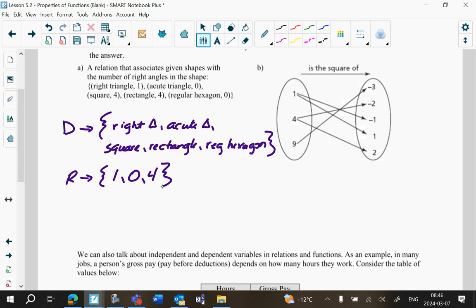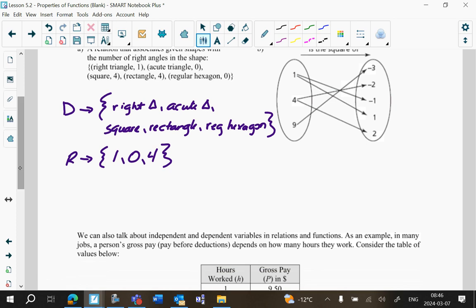Function or no? Look at the domain values. Remember, don't look at the range, the domain. Do you see a domain element that occurs more than once? No. So it's a function. Domain elements don't repeat. That's the reasoning.